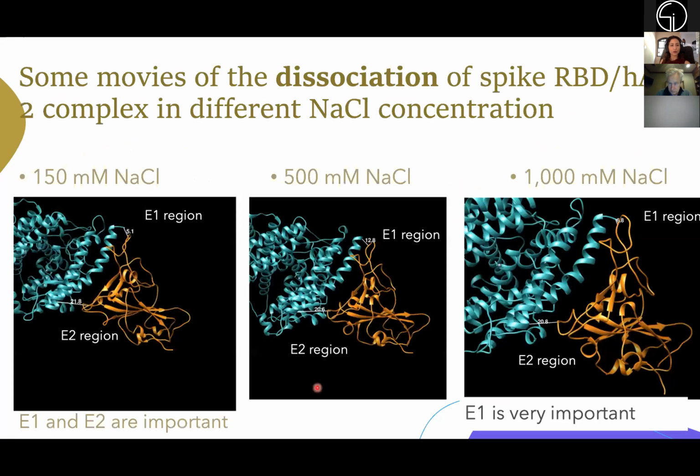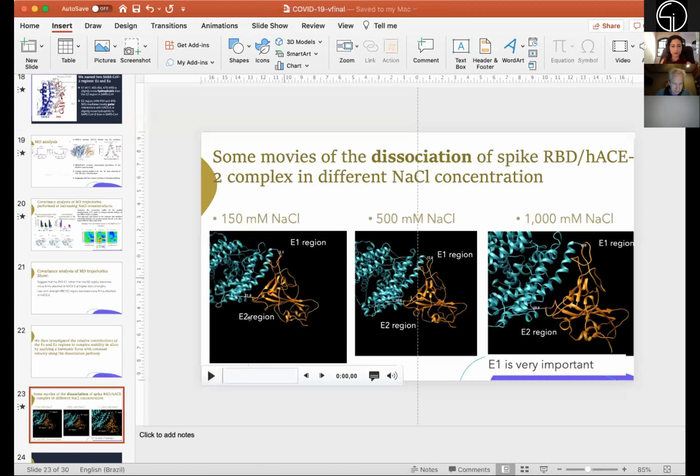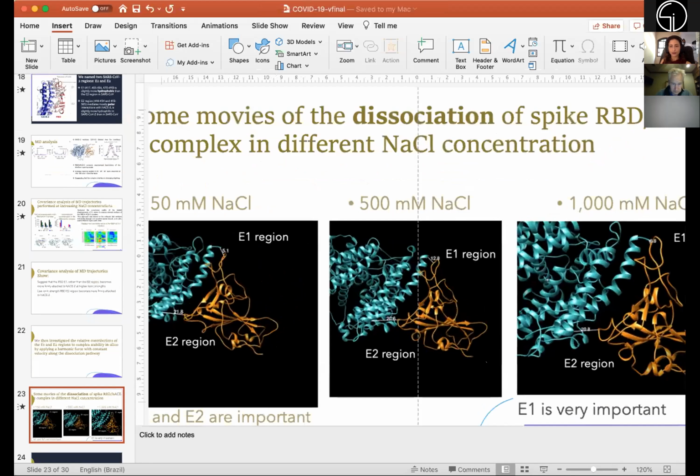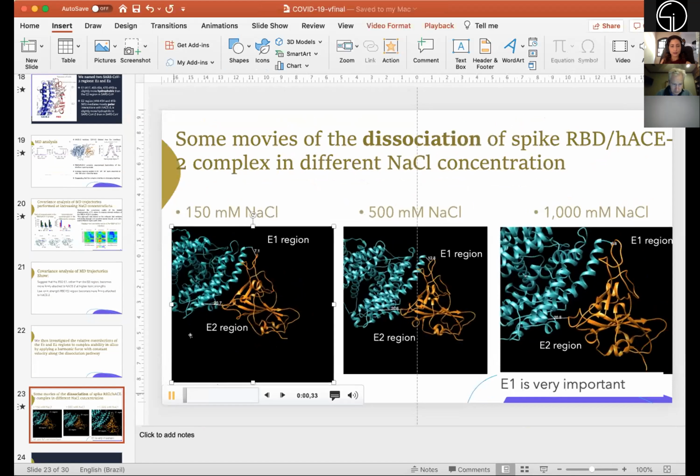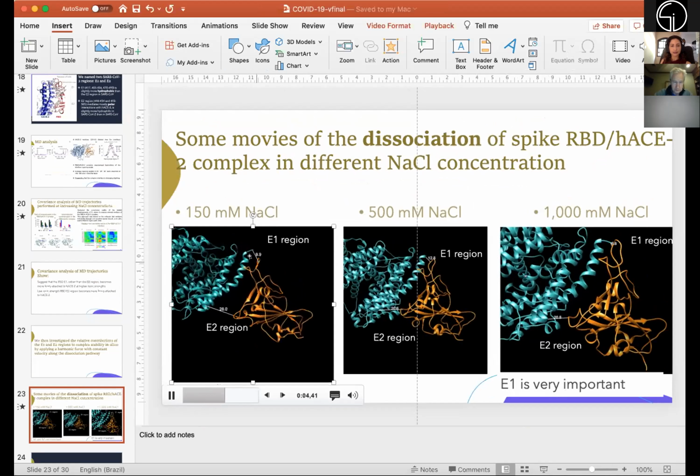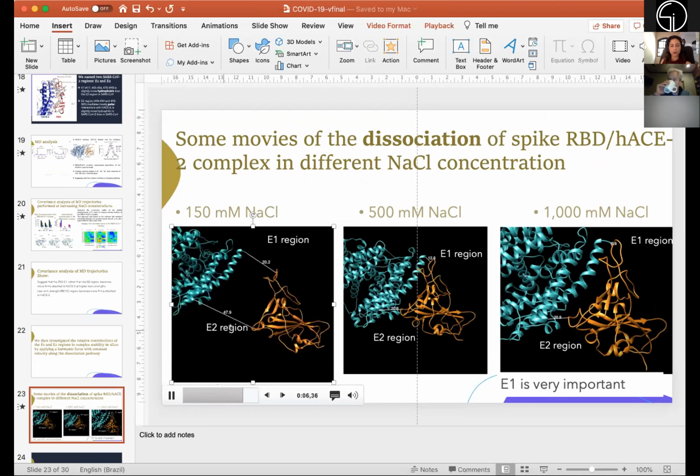So we have 3 movies showing that. This is 150 millimolar salt. So we are looking at the E1 region here and the E2 region. So you can see here in the movie that E1 keeps tight and E2 opens first.